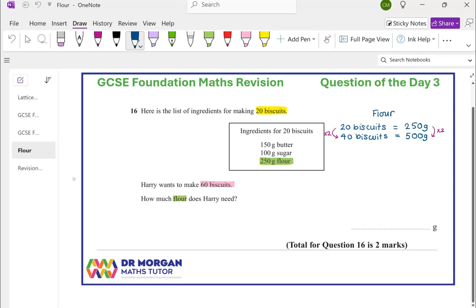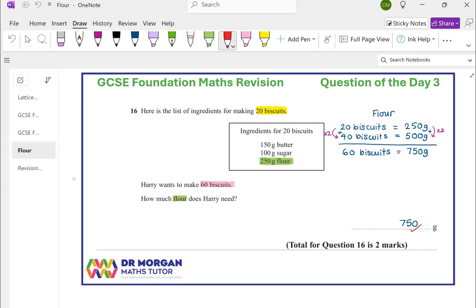What I notice is that if I add together 20 and 40 biscuits, I end up getting 60 biscuits. So if I add together 250 and 500 grams, I get 750 grams. So I know that Harry needs 750 grams for his 60 biscuits.